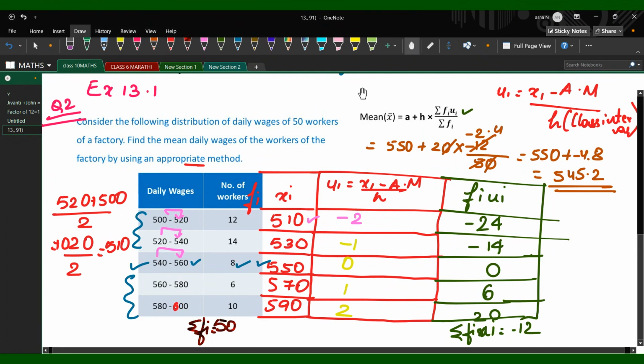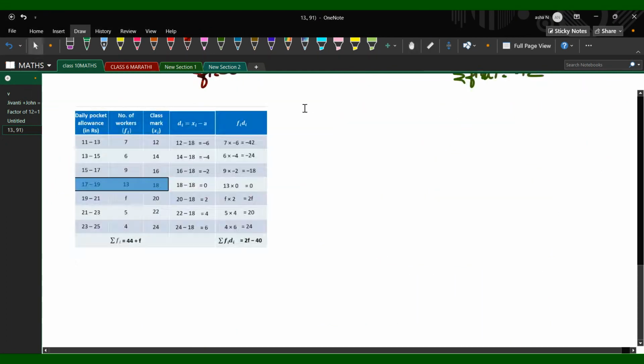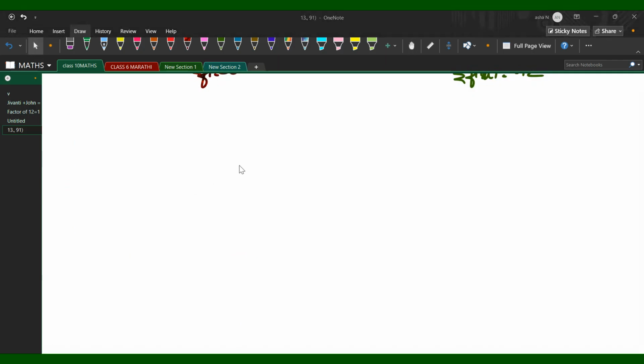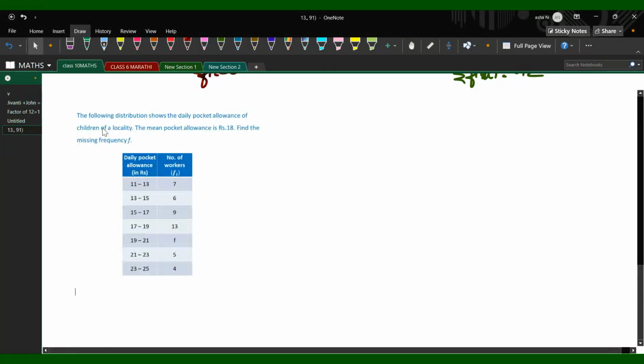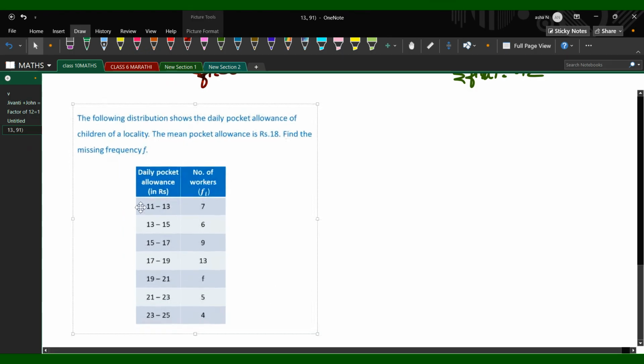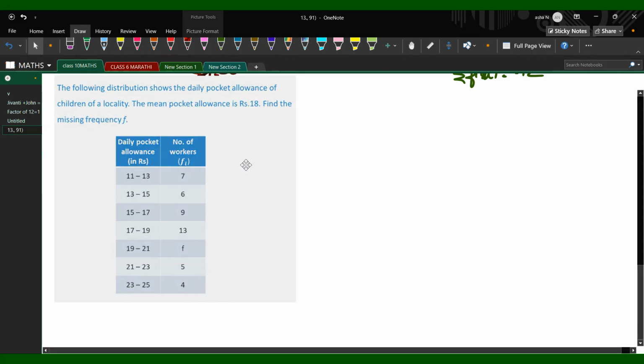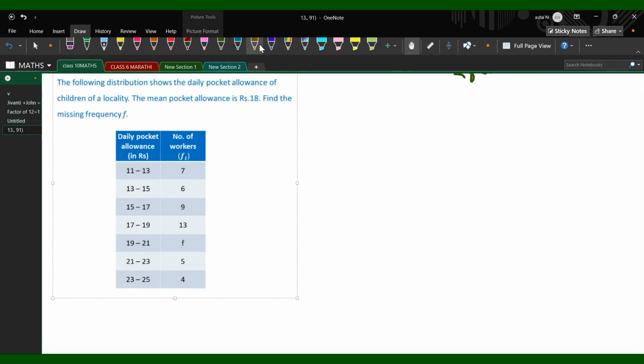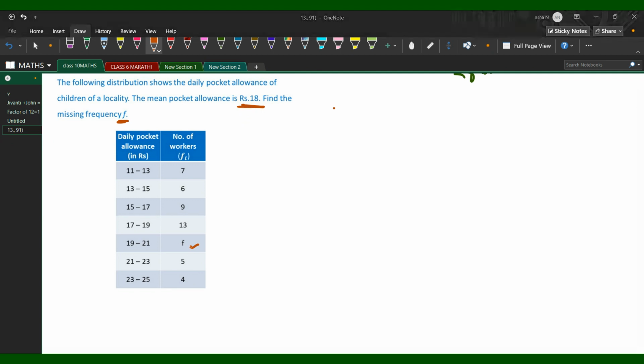Okay, let us see the next question. I guess in the next question we need to use deviation. Just a minute, this one. When the data is more, like this, 1 2 3 4 5 6 7 rows are there here. The following distribution shows the daily pocket allowances of children of a locality. The mean pocket allowance is 18. Okay, they have given the mean. Find the missing frequency. In the table, f is given.